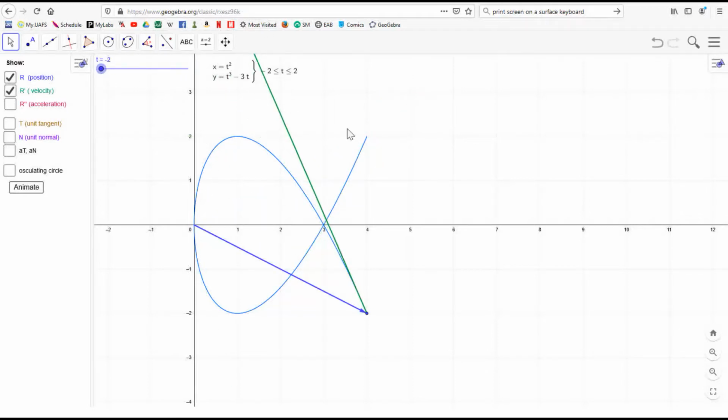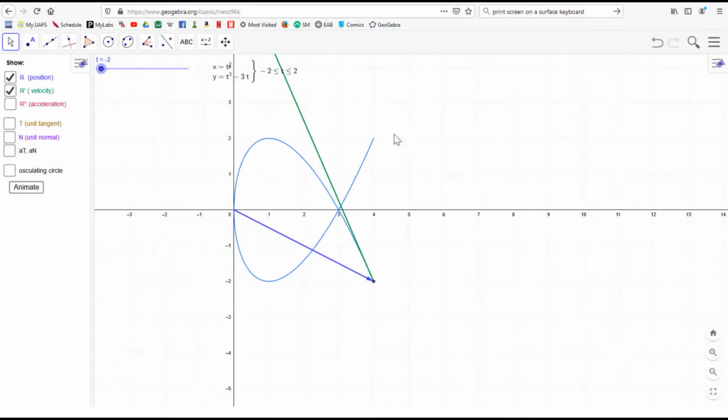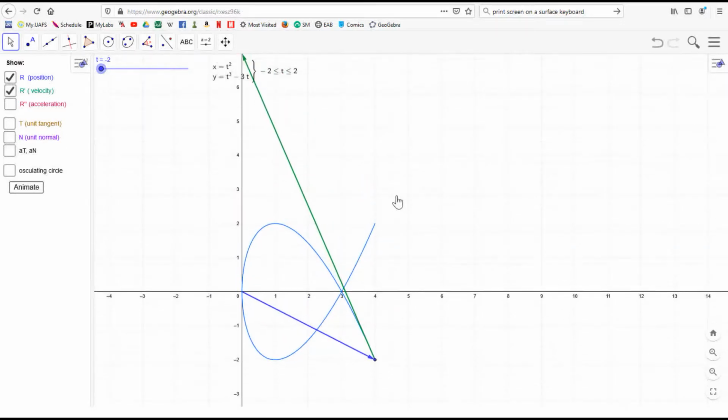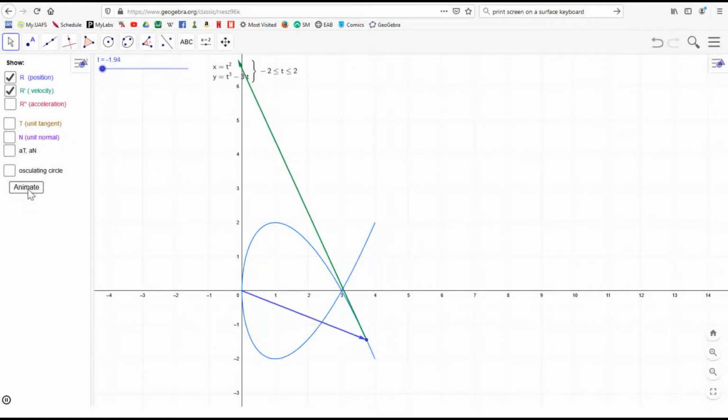And it's kind of too long to see here. Let me see if I can zoom in a little bit so you can see the entire thing. There you go. And then let's animate that starting at t equals -2 and see what happens. Notice that the velocity vector is always tangent to the curve. Okay? And it points in the direction of the motion.